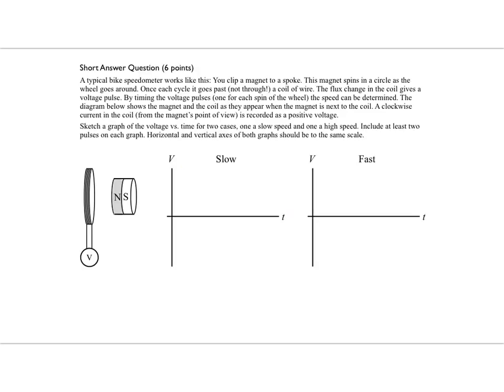Now I want to think about this one. So a bike speedometer works like this, and if you have one, you've seen this before. There's a magnet that you put on your spokes, and the magnet goes whizzing by a little coil which is mounted on the frame of your bicycle. And when it goes by, there's a little voltage spike that's produced.